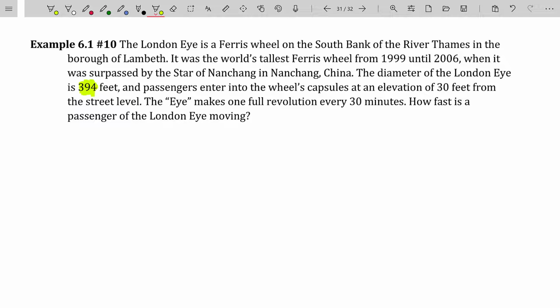The eye makes one full revolution every 30 minutes. I'm going to highlight that piece right there. It makes one full revolution every 30 minutes. That's going to be very important to us. And then, how fast is a passenger of the London Eye moving? One of the things that is going to be somewhat confusing in a real world problem is the amount of extraneous information that they hand us that we don't actually need.